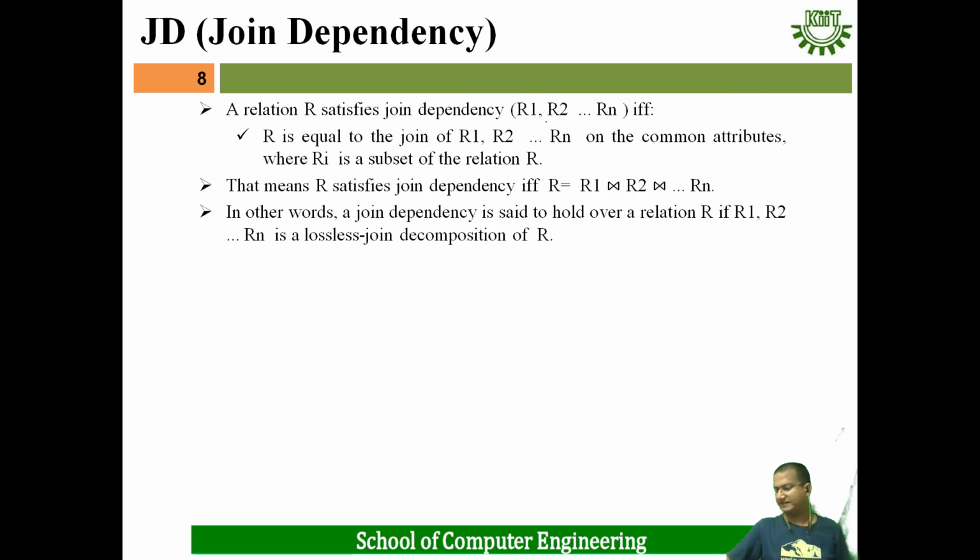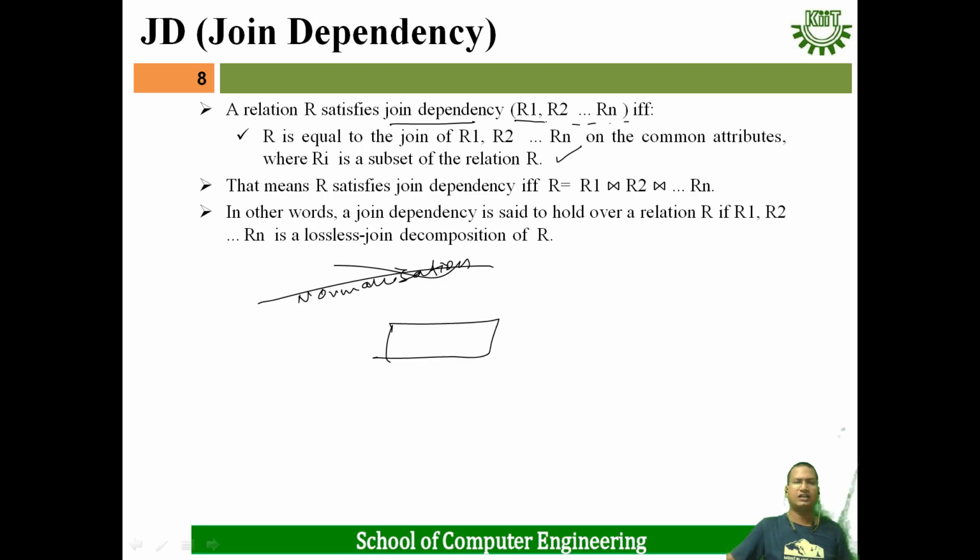What is a join dependency? A relation R satisfies join dependency R1, R2, Rn if R is equal to the join of R1, R2 to Rn on the common attributes, where Ri is a subset of the relation R. That means R satisfies join dependency if R is equal to R1 join R2 join Rn. Actually, in case of normalization, what are we doing? Every time we are dividing the original relation R into multiple relations.